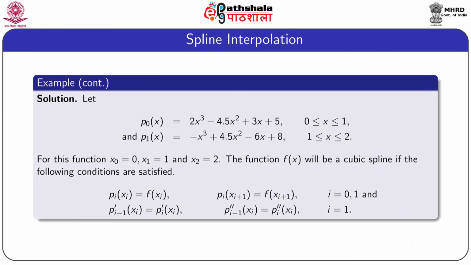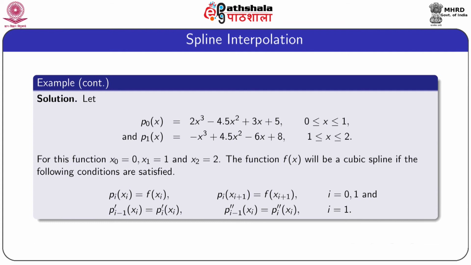So, to test whether the given function is a cubic spline or not, we consider p0(x) equal to the first expression, that is 2x cube minus 4.5x square plus 3x plus 5, where 0 ≤ x ≤ 1, and the second expression is denoted by p1(x), which is equal to minus x cube plus 4.5x square minus 6x plus 8, where 1 ≤ x ≤ 2. So, for this case x0 equal to 0, x1 equal to 1 and x2 equal to 2.